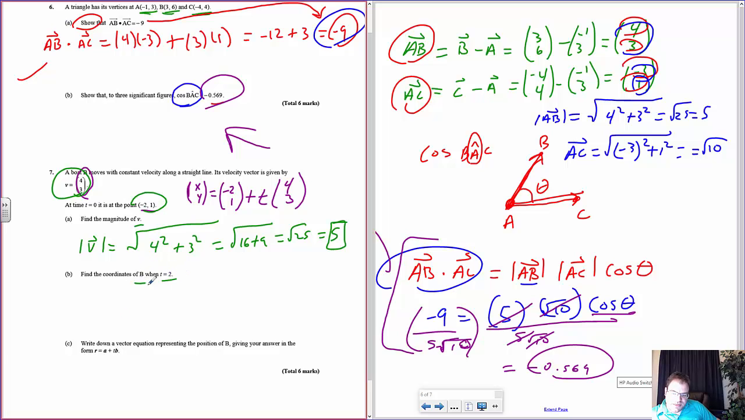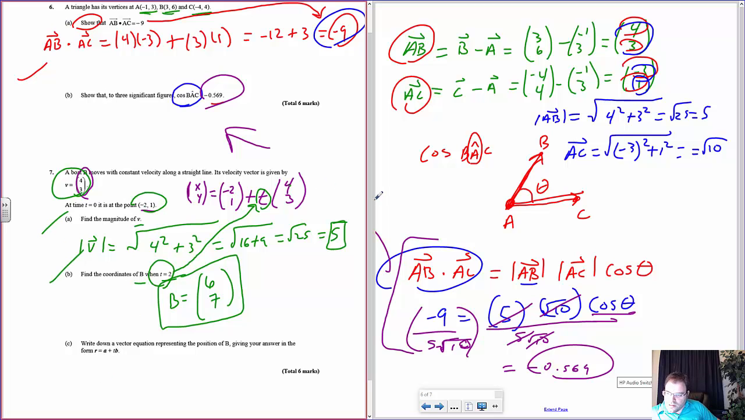Find the coordinates of B when t is 2. So they want me to take the value of 2, and they want me to plug it into here. So fine. What is 2 times 4? That's 8. What is 8 minus 2? That is 6. So 6. 3 times 2, 6, plus 1, 7. So that's the coordinates of the boat right here. It's this.